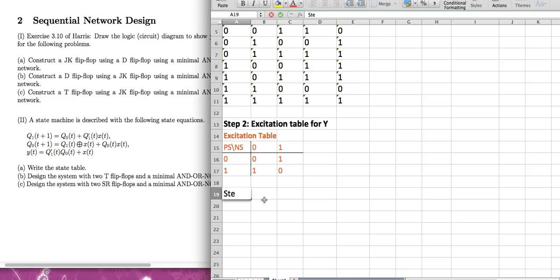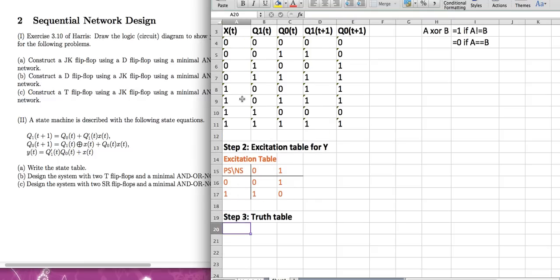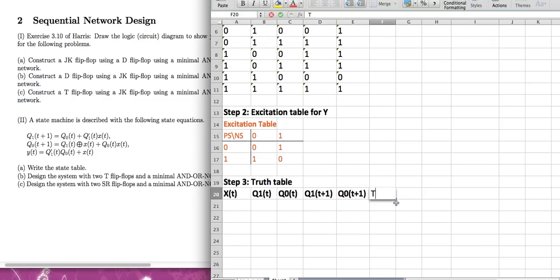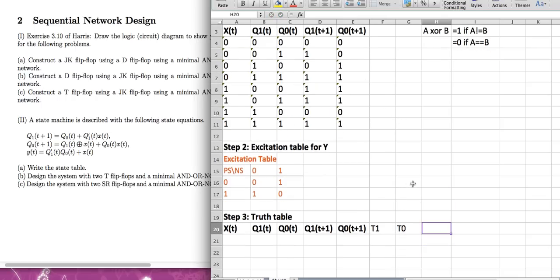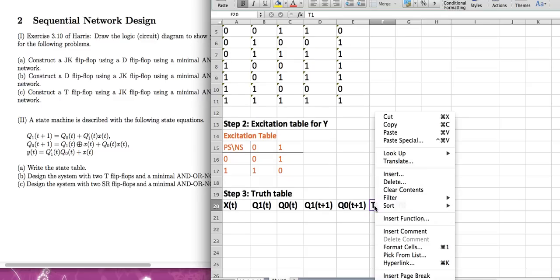So what is step 3? Step 3 is to construct a truth table. So remember what I said this truth table is gonna consist of? It needs to have the input and input for X. Okay. And then it needs to have the output for X. And then it needs to have what Y has. So it's going to be T1 and T0, because our Y is T flip-flops.